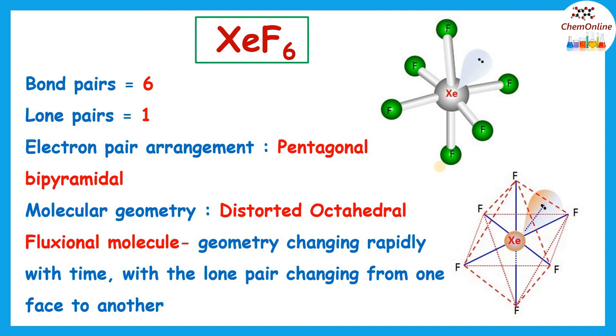So today we have seen various examples of the geometry of molecules containing bond pairs and lone pairs, and how these lone pairs cause deviation from the actual geometry.